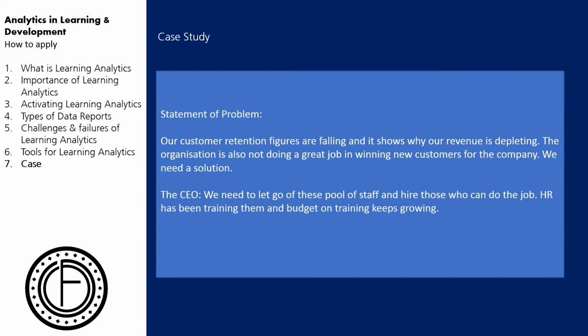So what the CEO is saying here is that, come on guys, over a period of time we've been losing our customers. To add to that, we are not even bringing in new customers. And the effect also is our training budget keeps growing. HR has kept training people. So what is happening here? Based on our own knowledge and what we've been discussing so far on analytics in learning, how do we intend to tackle this issue?